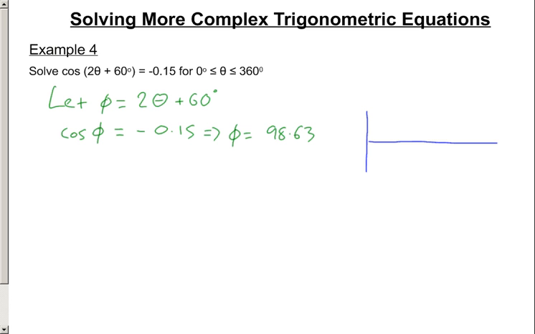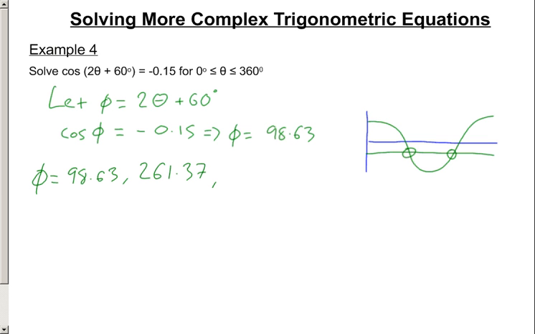We now consider what cos of phi looks like. Cos of phi looks like this. Comes down and back up. When is that equal to minus 0.15? Well, that's down here somewhere. The first one being the one we've already found. The second one, another one. So possible values for phi here are 98.63. Using the symmetry we get 261.37. And then we can add 360 onto each of those as many times as we need. And that gives us 458.63 and 621.37.